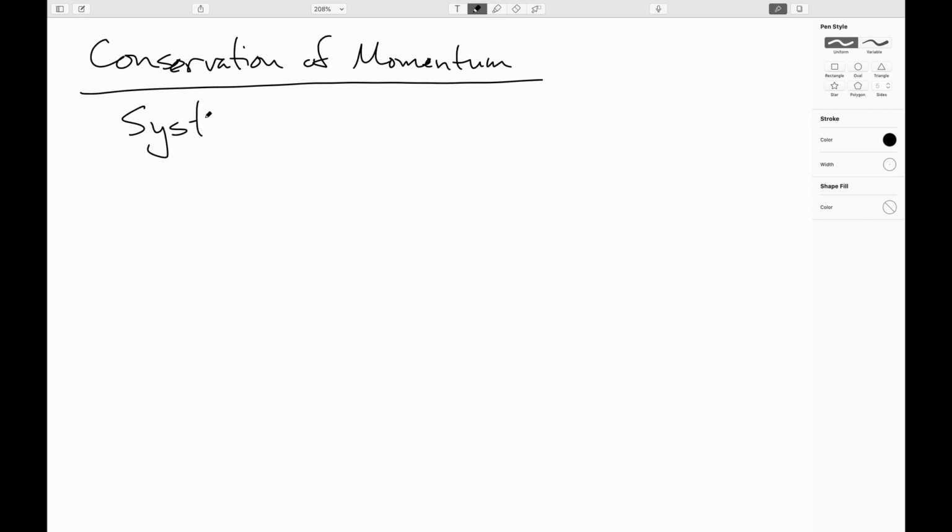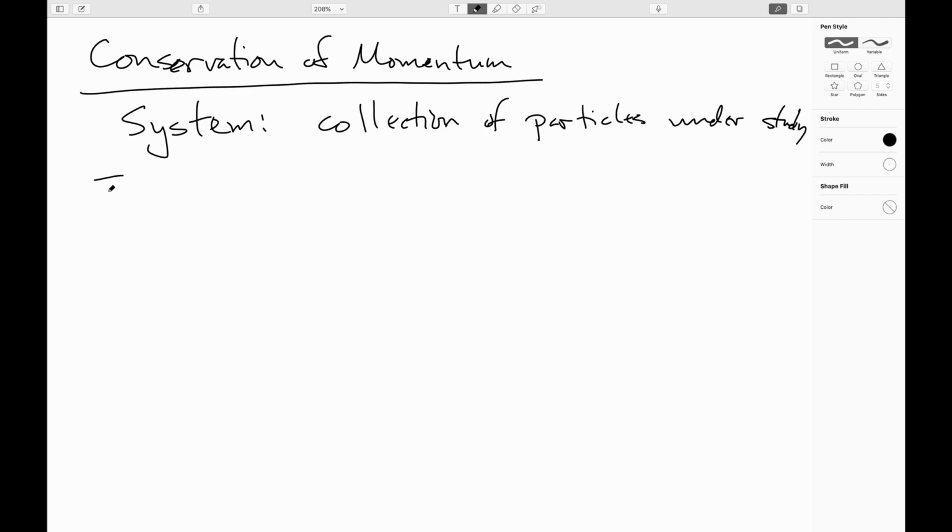So you need to define the term system, which is a term we've been sort of using without a proper definition, but now we need a better one. And the system is simply the collection of particles under study. Okay. And then I also need to define an isolated system.